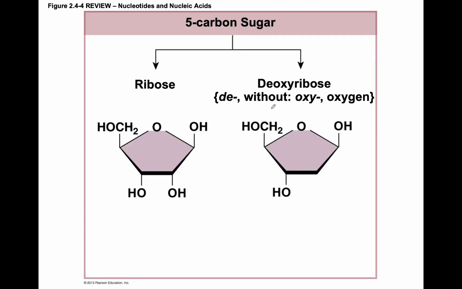And again, here are your sugar subunits: ribose or deoxyribose. Deoxy means without an oxygen. If you notice, this guy here has 2 hydroxyl groups. This here has only 1. So you've lost a hydroxyl group, and therefore you're deoxyribose now.